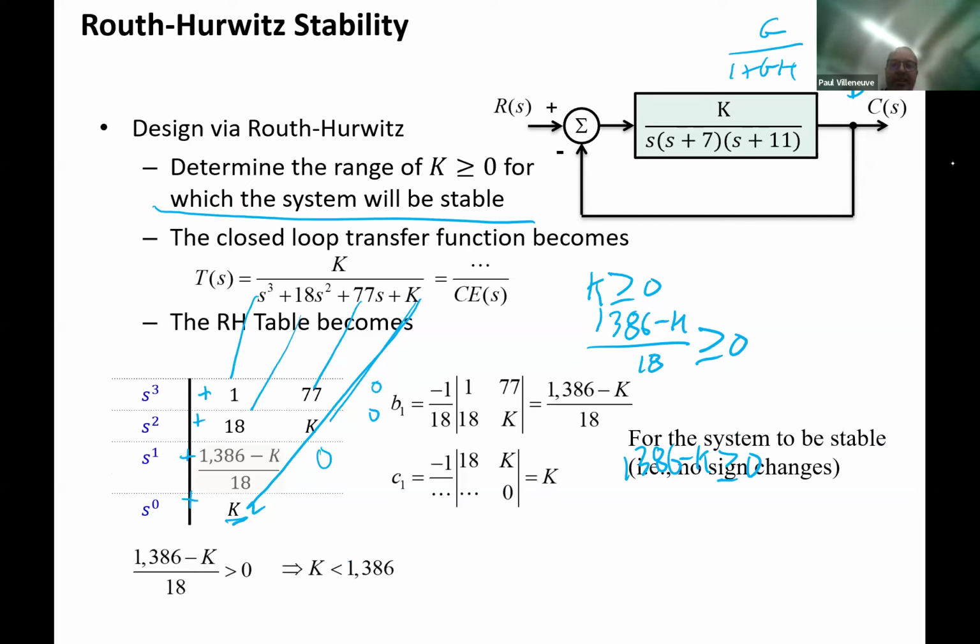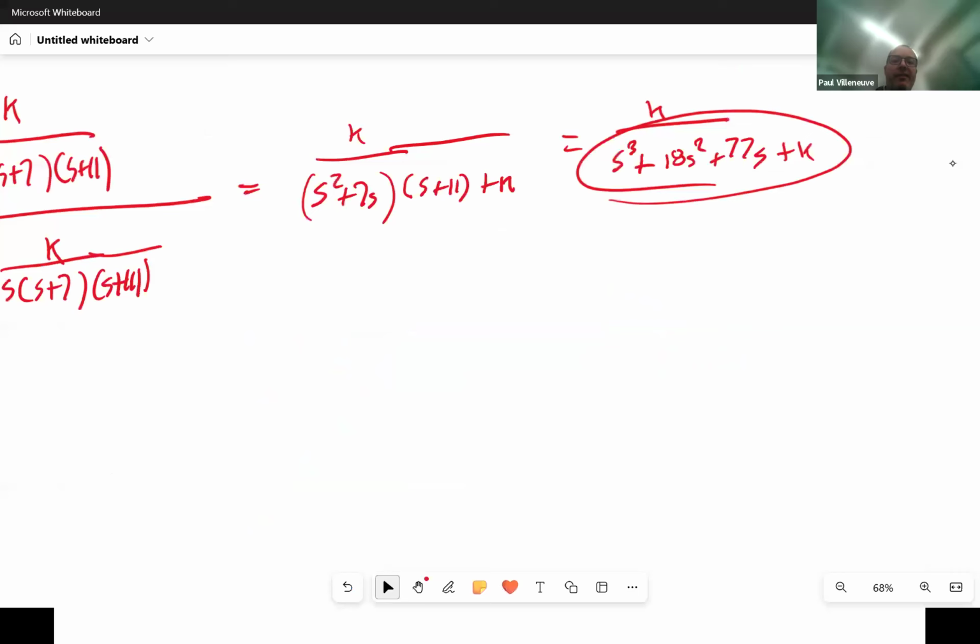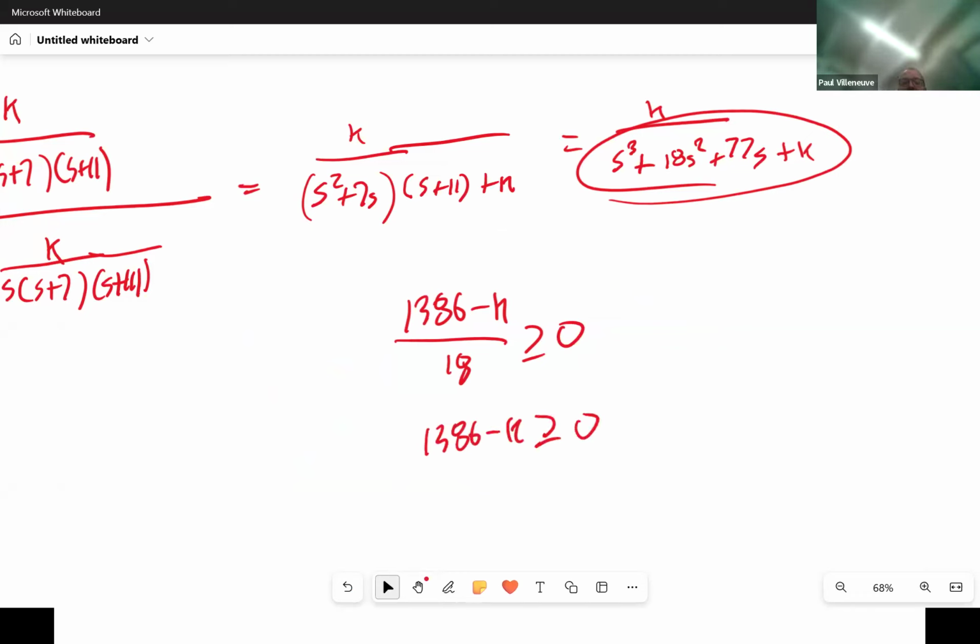So let's go back. Let me bring this over here. 1386 minus K over 18. It's got to be greater than or equal to 0. 1386 minus K has got to be greater than 0. So now I can drag K to the other side. So K has got to be less than or equal to 1386. Be very careful when you multiply an inequality by a negative number, it actually swaps the inequality around.